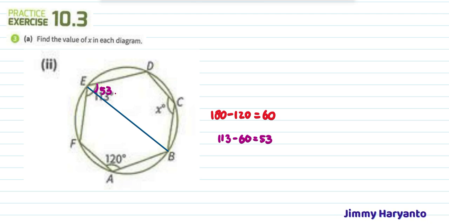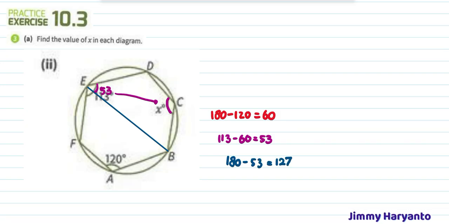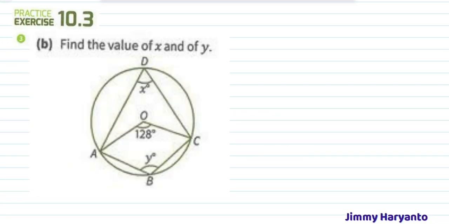And then using the opposite segment, you will have the x because they are in the opposite segment. So 180 minus 53 equals 127. So the final answer for the x is 127. And then next is question 3b.